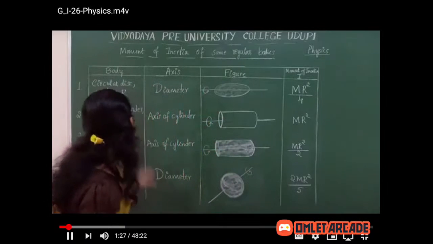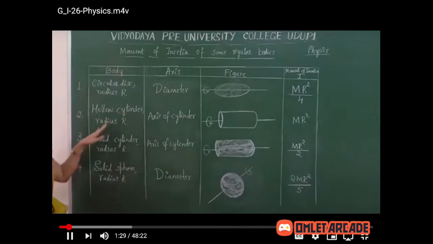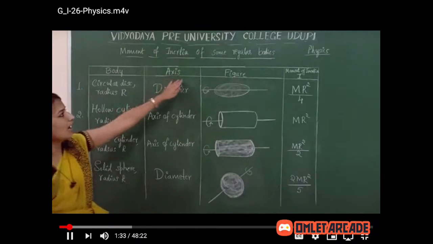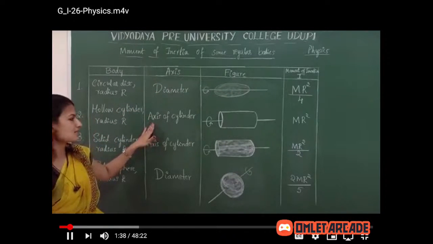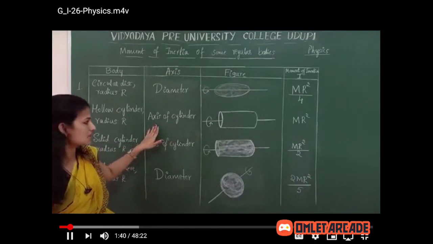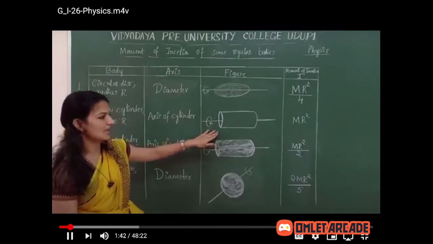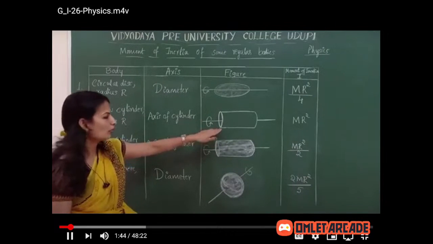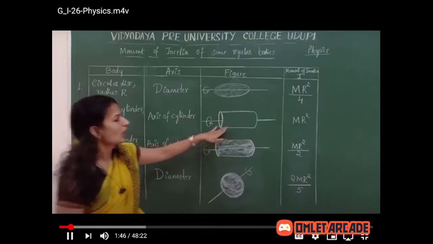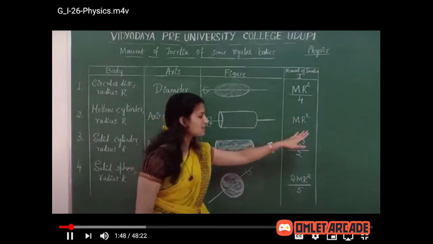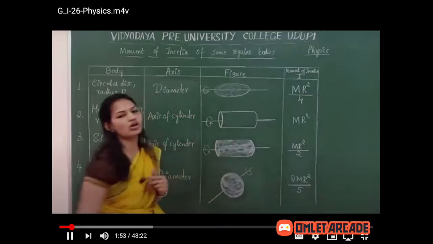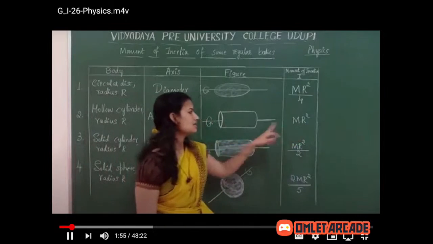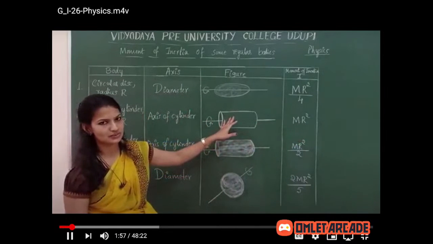The second body is a hollow cylinder of radius r, and the axis is along the axis of the cylinder, and the figure is like this. I hope you can imagine this figure, right? And the moment of inertia in this case is m(r square), where m is the mass of this hollow cylinder and r is the radius of this hollow cylinder.